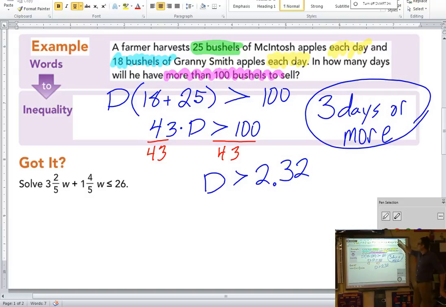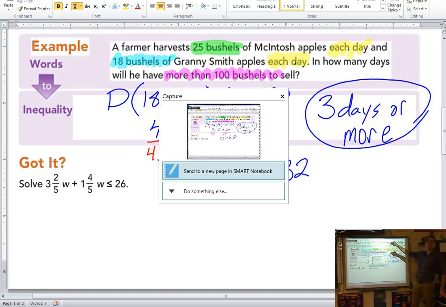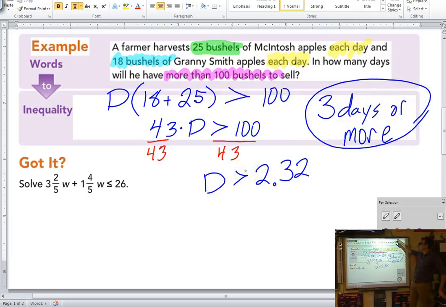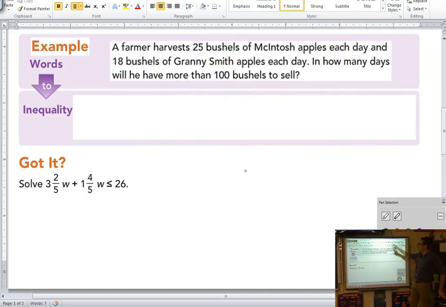try the got it on your own. I bet you can solve this in 90 seconds or less, probably. Notice the use of an inequality there. I'll give you up to 90 seconds.